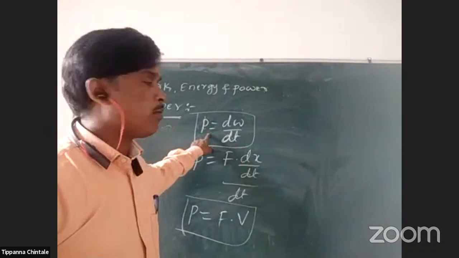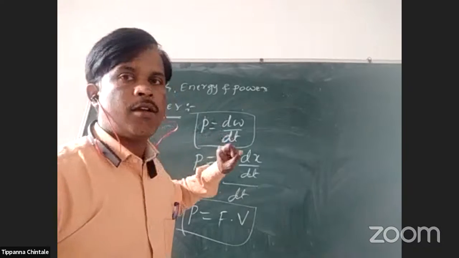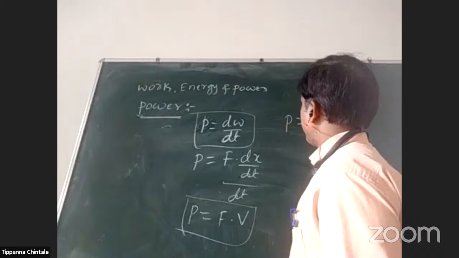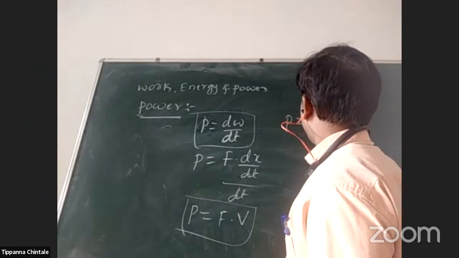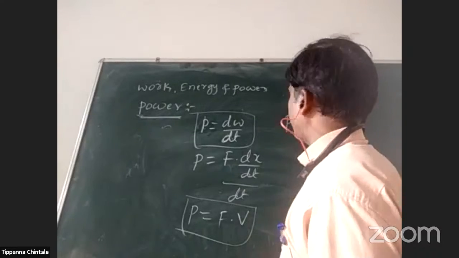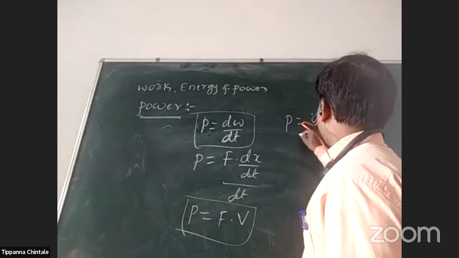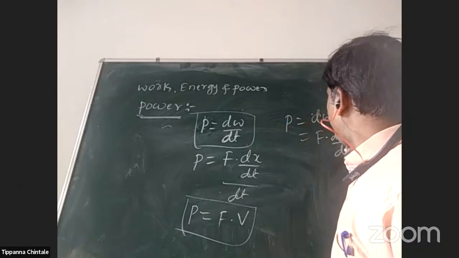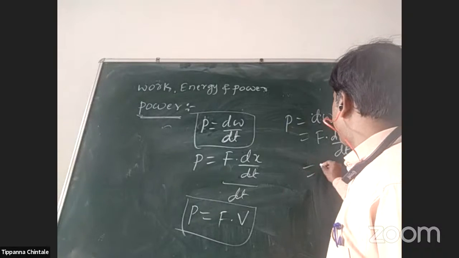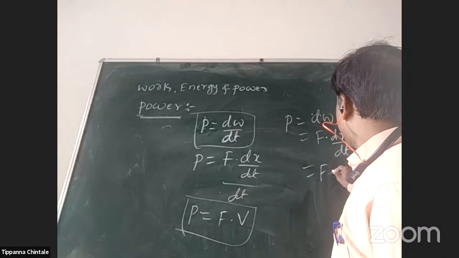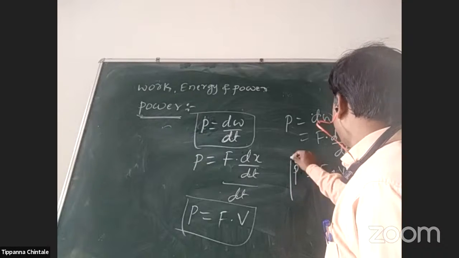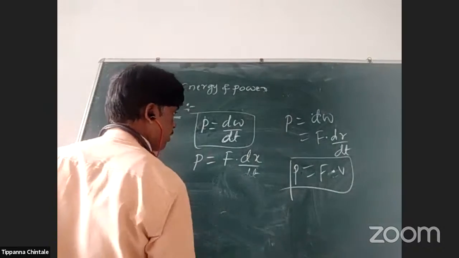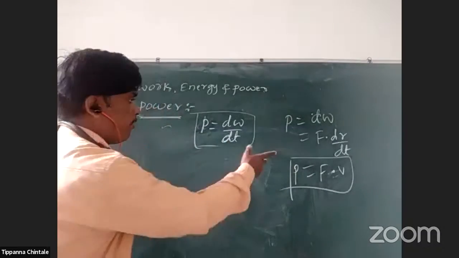P is equal to dW by dt, or P is equal to dW is also written. Rate of doing work per unit time, if we take time as 1. Therefore this can also be written as force into dr by dt, both are same. This can be written as F into dr by dt, which means again velocity. Power P is equal to Fv. See, you can observe the equation Fv.